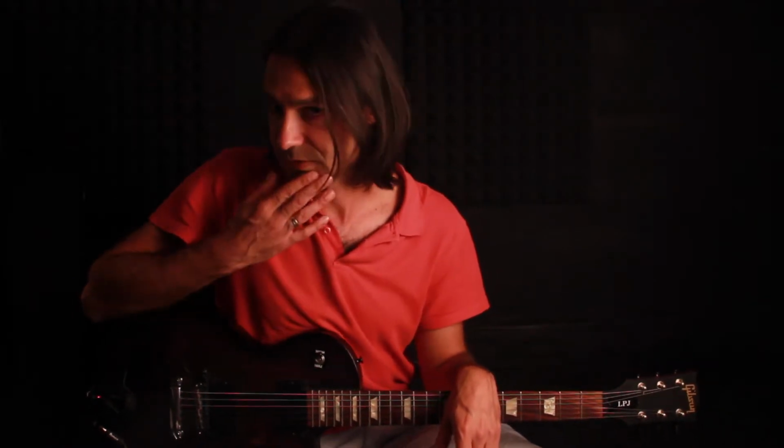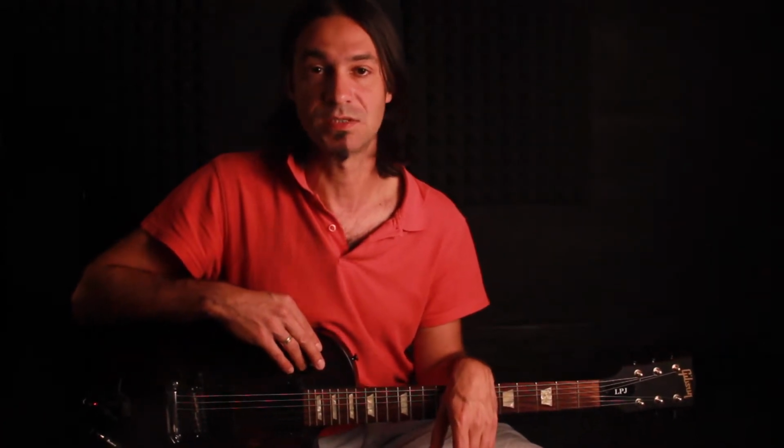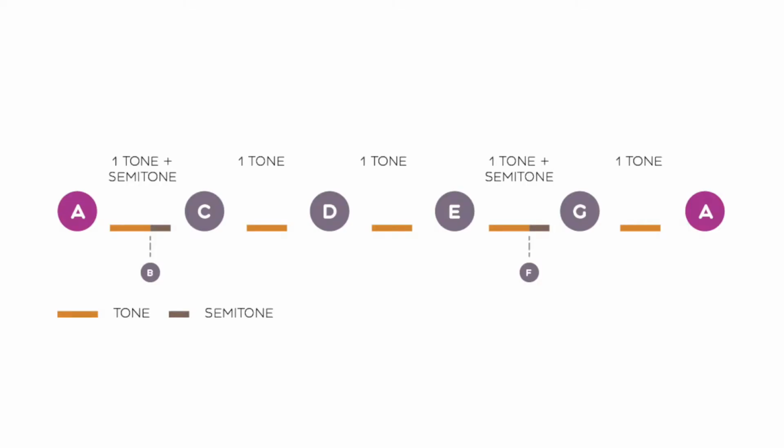This is the A pentatonic scale showing the intervals between the different notes. Now let me clarify this. A semitone means 1 fret on the neck and a whole tone means 2. The first note is A. The second one is C, and as you can see, there is a whole tone and a semitone between the 2 notes. So we skip the B note here.